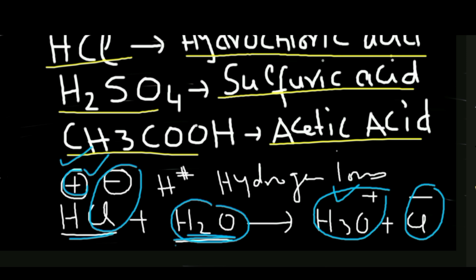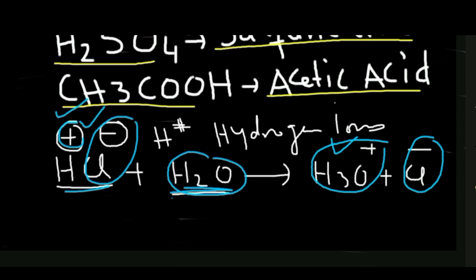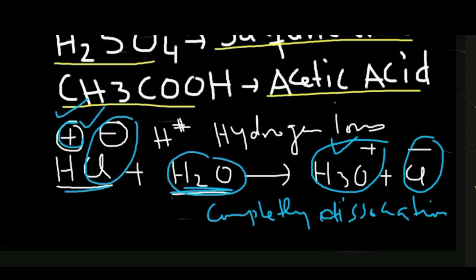And on the other hand, HCl is a strong acid because this acid is completely dissociated in aqueous solutions, in water. So this is complete dissociation in water. So we can say that HCl is a strong acid because it dissociates completely in aqueous solution.